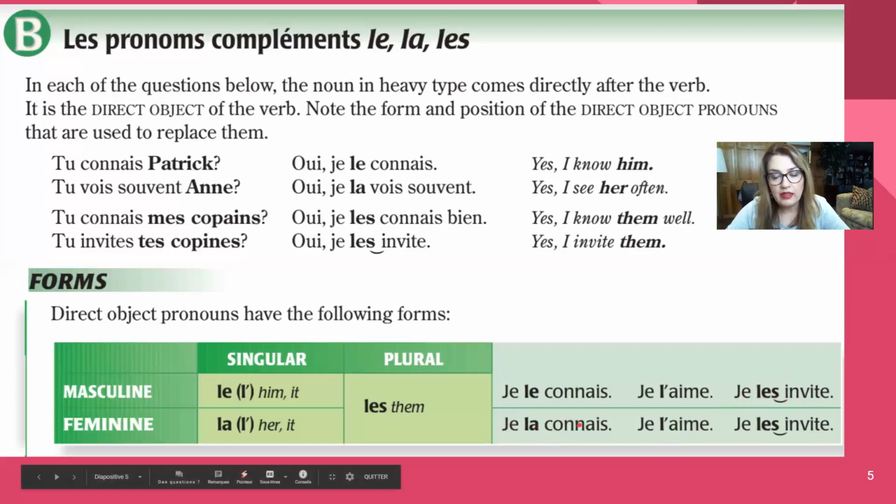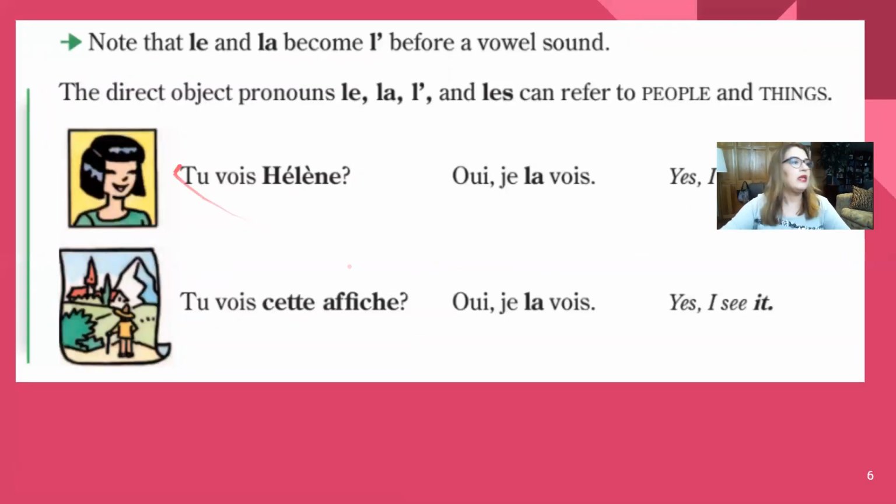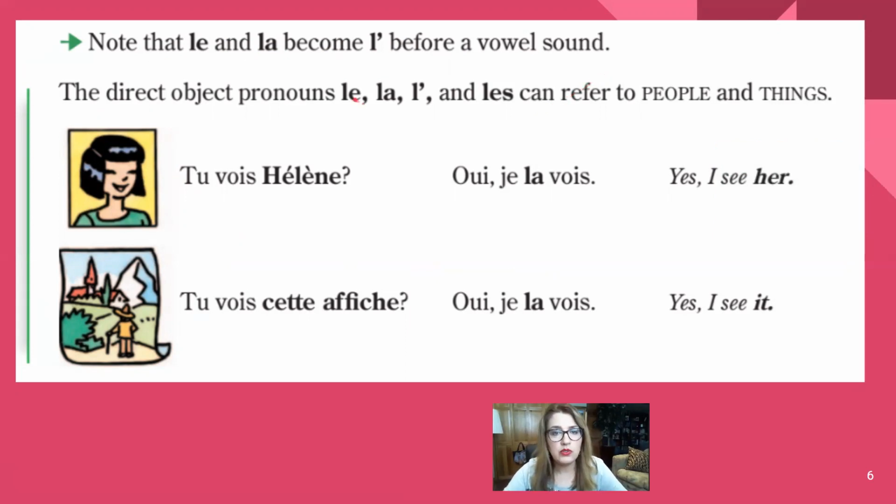Je la connais, I know her. Je l'aime. Okay, so here, je l'aime means on the top line, the first line is I love him. Je l'aime, the second one is I love her. Je les invite means I invite them for the plural feminine. Note that le and la both become l' apostrophe before a vowel sound like so. The direct object pronouns le, la, l' apostrophe, and les can refer to both people and things.